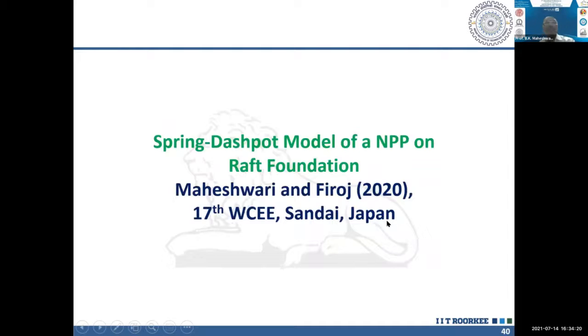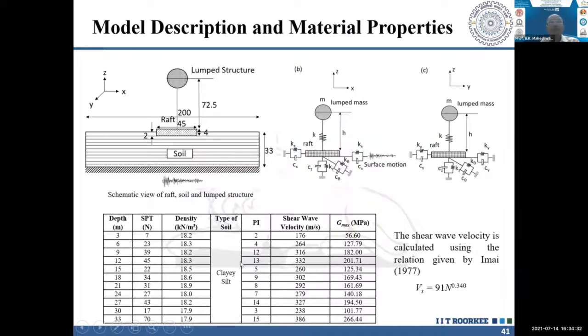So now the recent work which has been done by the fellows is already published in the 17th WCEE, World Conference on Earthquake Engineering. This has been done exclusively for nuclear power plants. So what you have here, you have a soil. And the top of most of the nuclear power plants is on a raft foundation. And then you could see that this is using the lumped model. And the soil has been modeled using simple springs and dashpots.